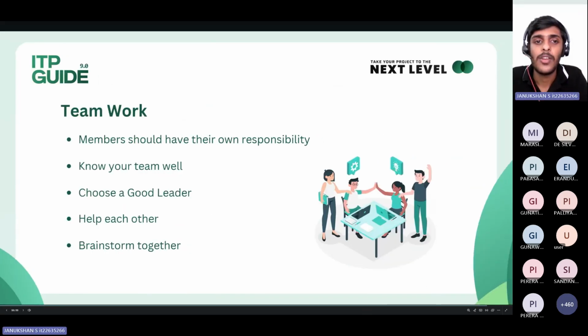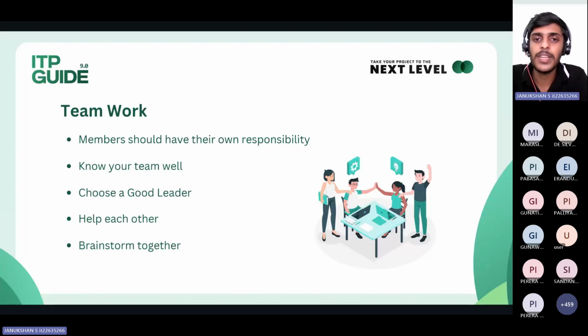So finally, it's about the teamwork. The members should have their own responsibility. As I previously mentioned, each member will be having their separate components. So they should be able to complete their personal component and also contribute to the team. And know your team very well.